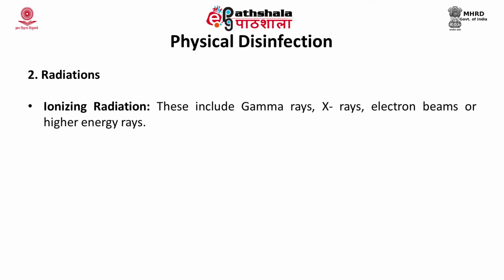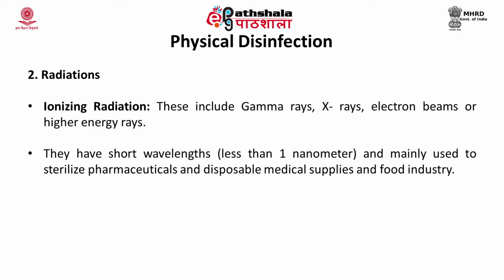These radiations include gamma rays, X-rays, electron beam or high energy rays. They have short wavelength, approximately less than a nanometer, and they are mainly used to sterilize pharmaceutical and disposable medical supplies and are also used in the food industry.